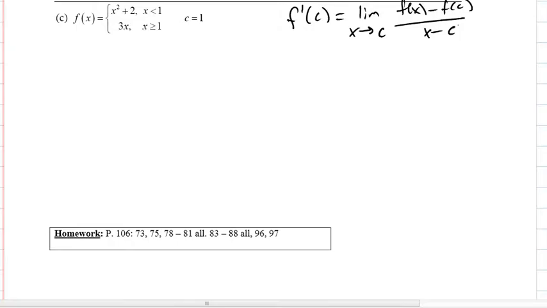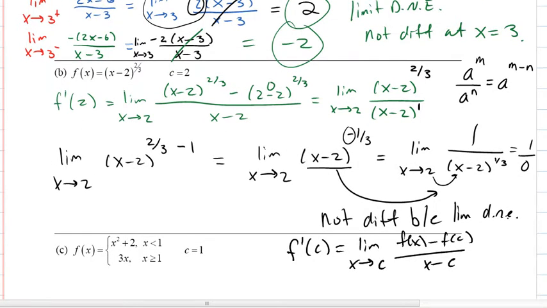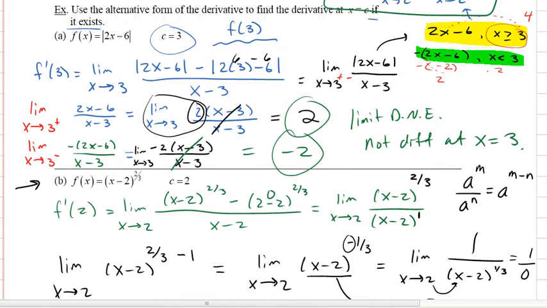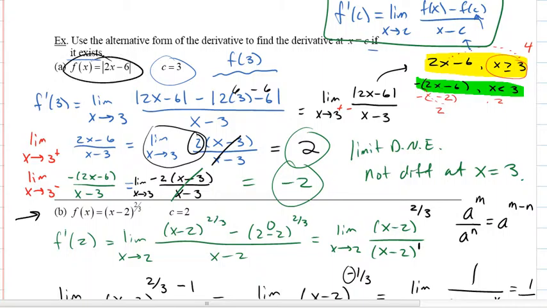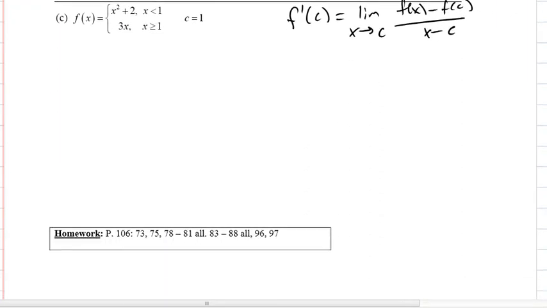Okay, so I have a huge problem. As you notice, in my last problems, I was only dealing with one function. Look at letter B, only one function. Look at letter A, it's only one function. This time, I have a piecewise function. So that means I don't have just one function.